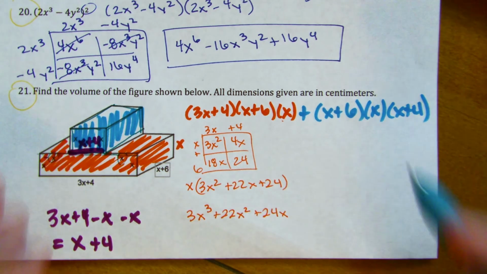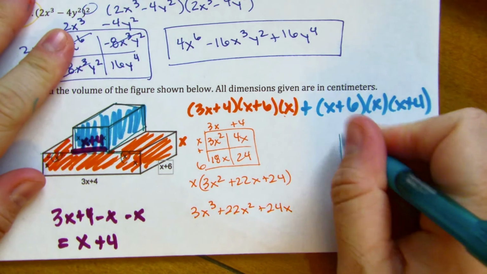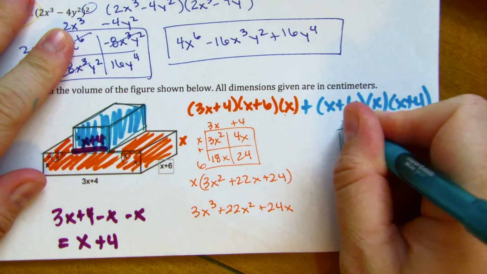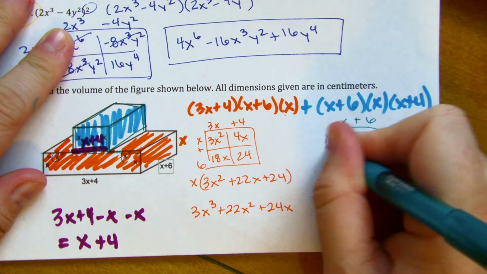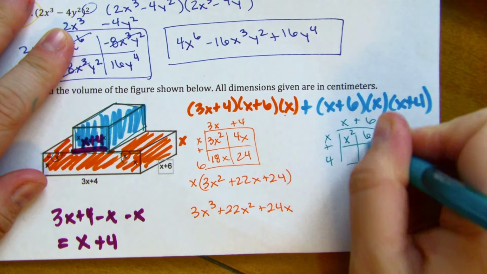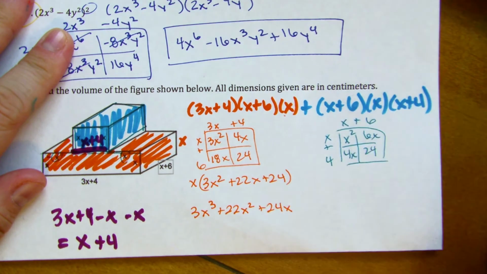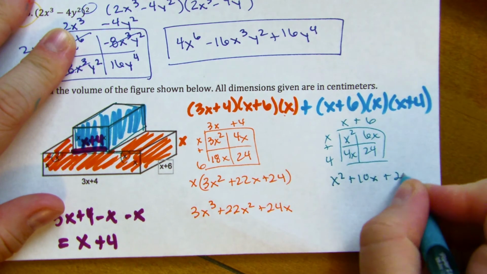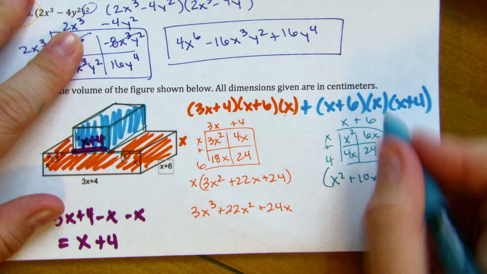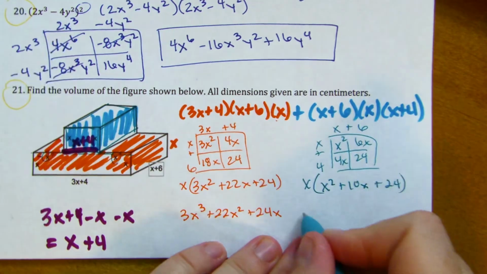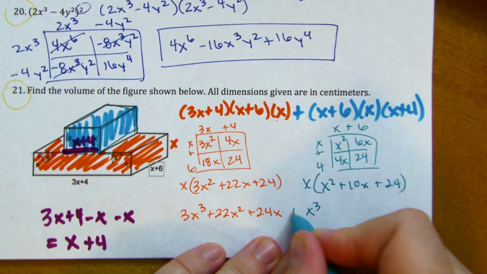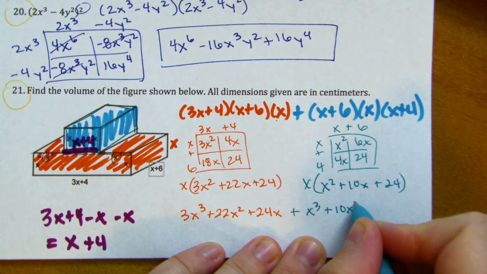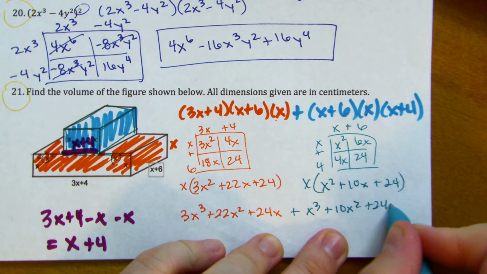Now let's do the same for the blue one over here. I've got x plus 6 and x plus 4. X squared, 6x, 4x, 24. And so that's x squared plus 10x plus 24. And then we're multiplying by x. So that gives me x cubed plus 10x squared plus 24x.